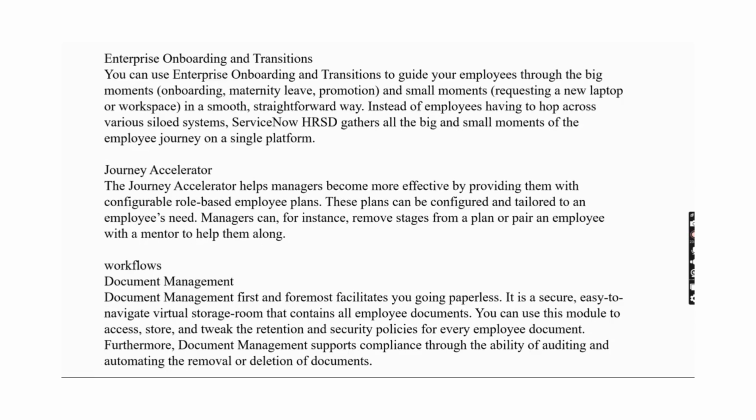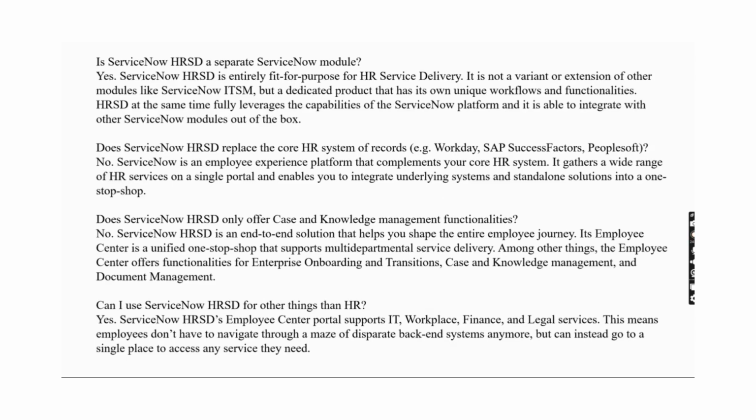And another one is the enterprise onboarding and transition. How we are onboarding new employees, what type of details are needed and what documents are needed, all those procedures also happen by automation. First you should produce these documents, and first you should give these details. So that is the sequence. All those systematic approaches are done in our onboarding and transition phase. And journey accelerator and workflows, these are all the things that are there.